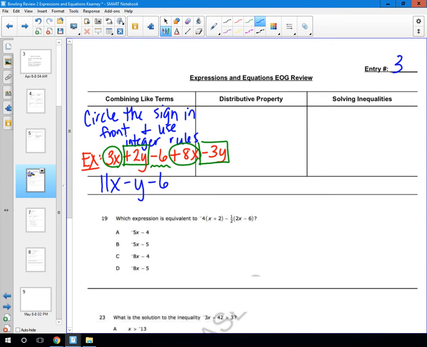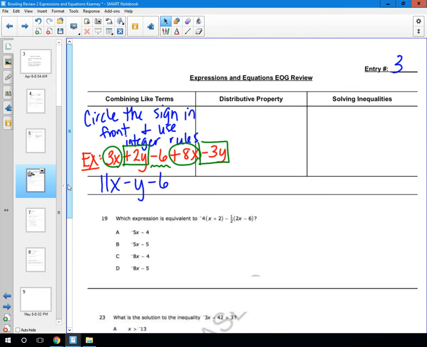Okay? So when combining like terms, use shapes to help you signify like terms. Circle the sign in front, and then use integer rules. Okay? Next, distributive property. You guys are already doing a great job with this.